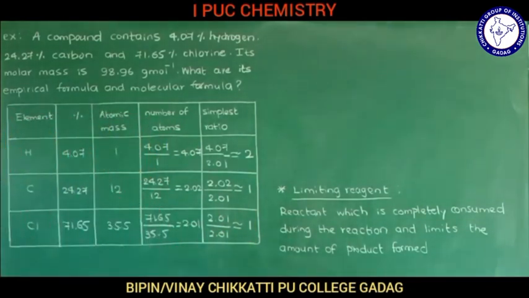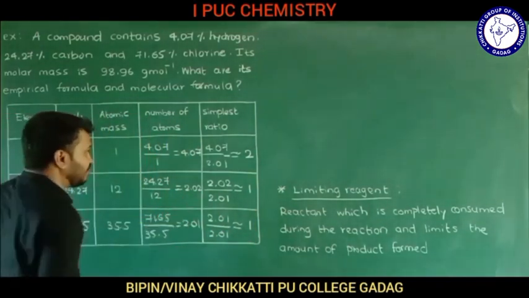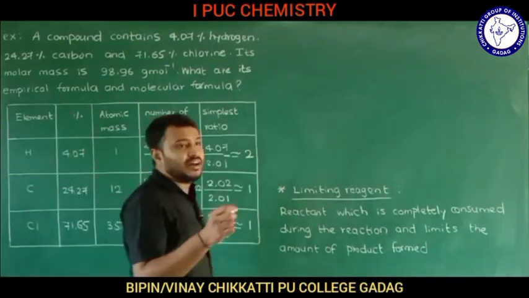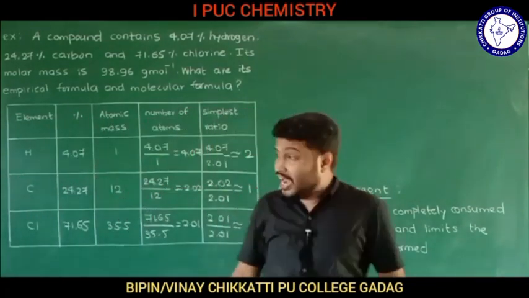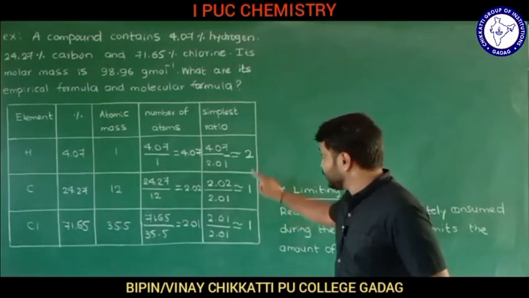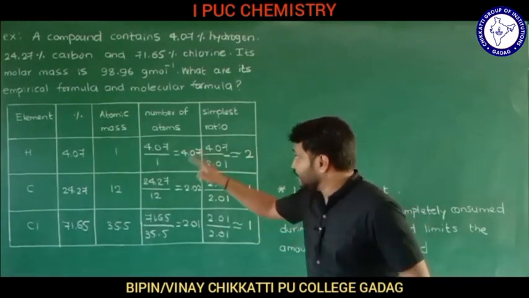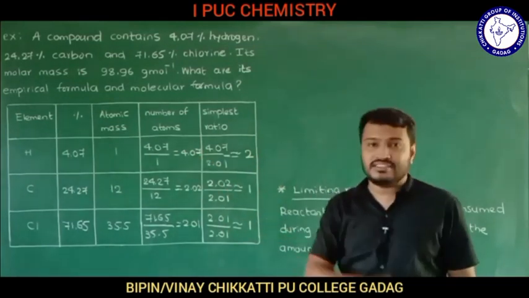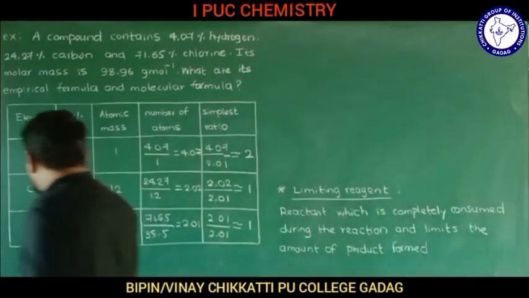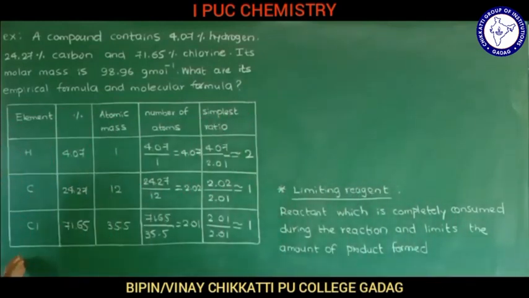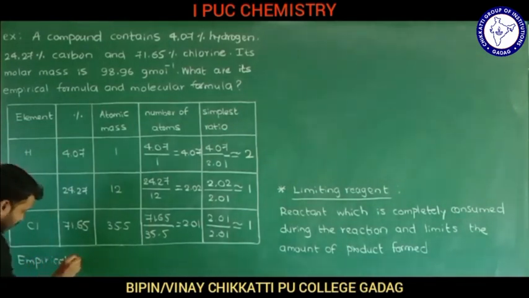Okay, and this is how we need to construct the table, and we have to write the respective values in the column, and the last column is very important one. Okay, the simplest ratio, and take care of calculating the number of atoms in this case. So now after drawing the table, we'll calculate what will be the empirical formula.